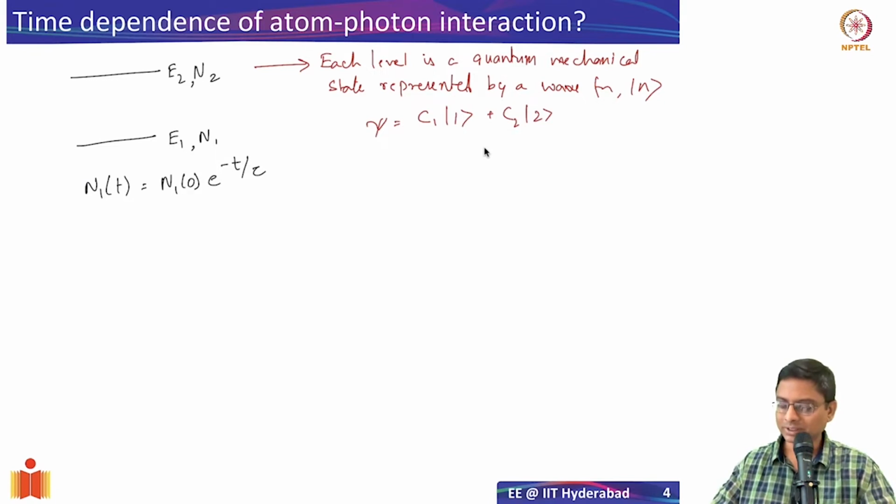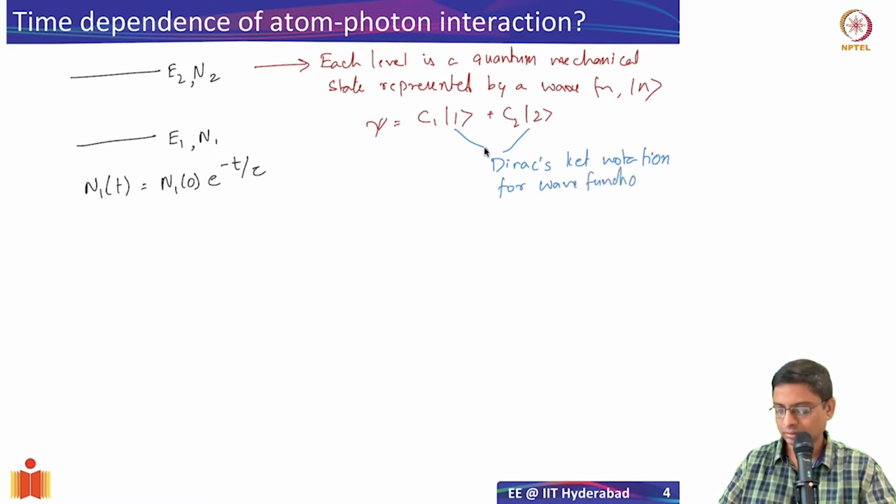So basically, this 1 and 2 are the Dirac's Ket notation. Dirac came up with this bracket notation. So in this case, these are Kets, for wave functions. Okay, and basically this C1 and C2 are the coefficients of it.